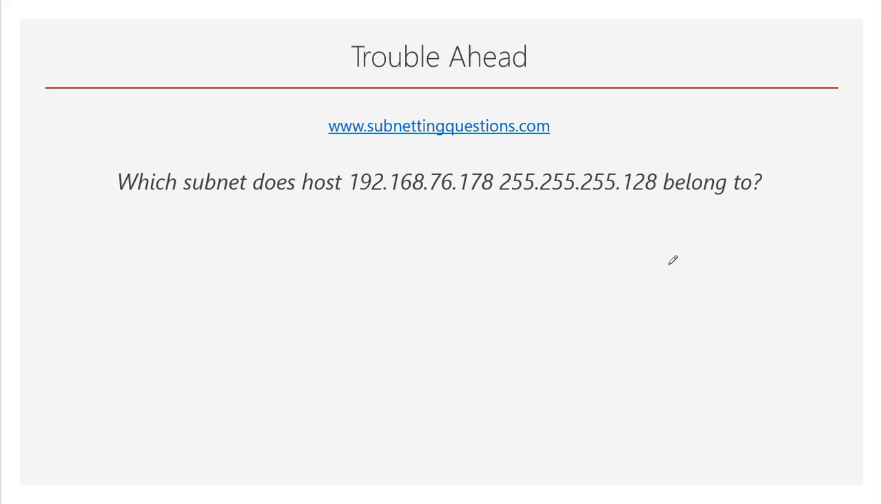All right, there's a website called subnettingquestions.com, and they'll give you a lot of practice. They give you questions, and then you can just hit the button, and they'll show you the answer. You can see if you're right. This is the kind of question they'll ask you: what subnet does host 192.168.76.178 belong to? And then here's the subnet mask. Where does he belong? Let's figure out that one.